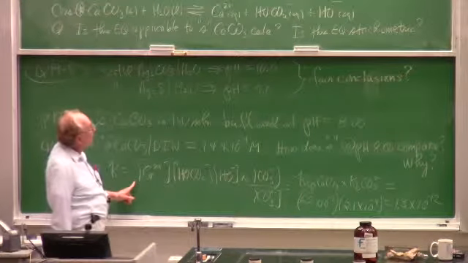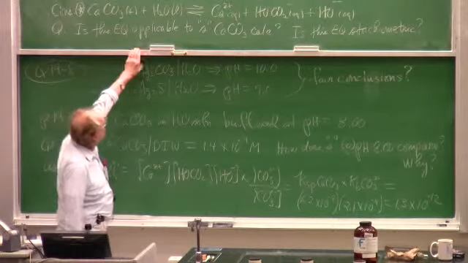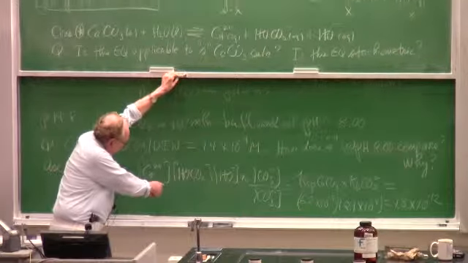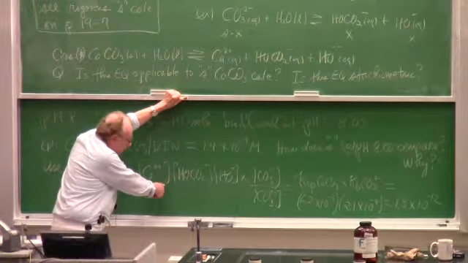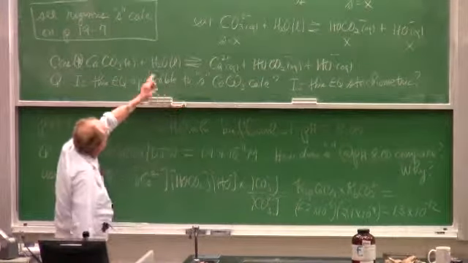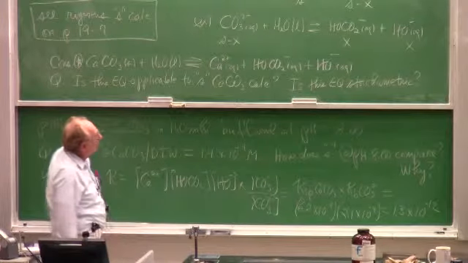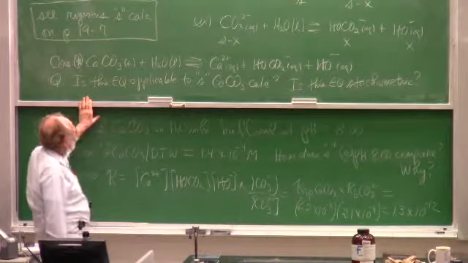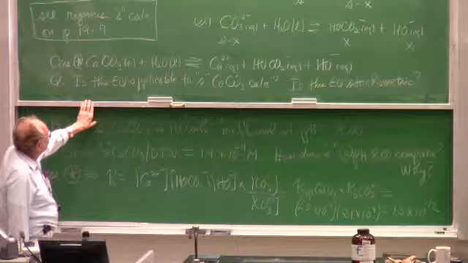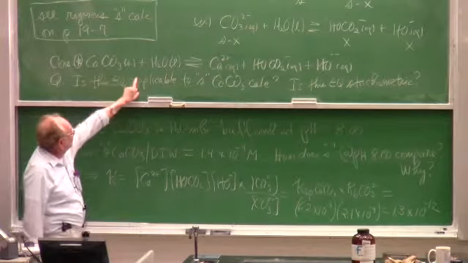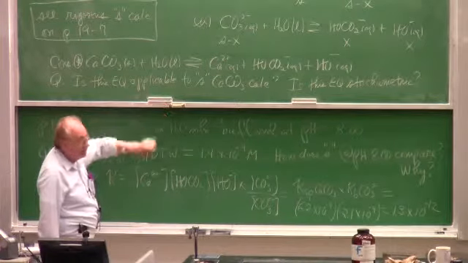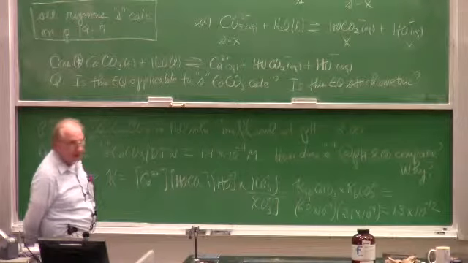I'll write this as K. Up here I wrote this, the equilibrium reaction for which this is K, right here. Okay? And I asked two questions, in fact. Is this equilibrium applicable to S, the solubility for calcium carbonate calculation?